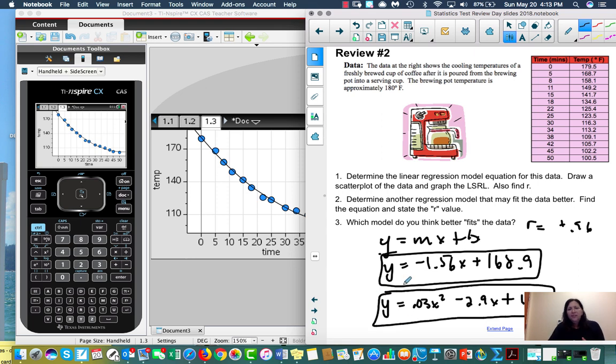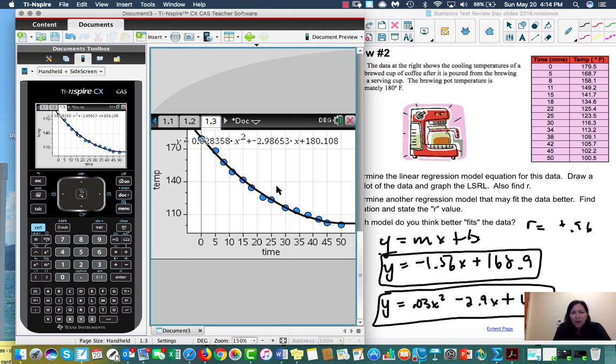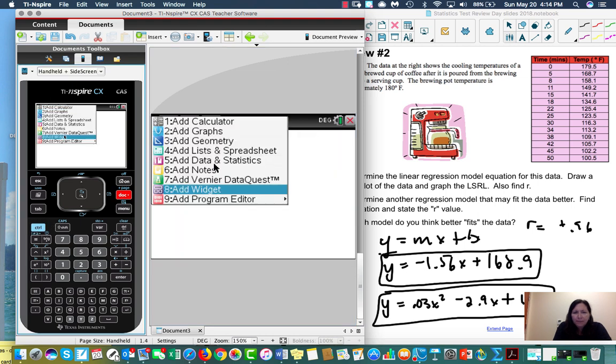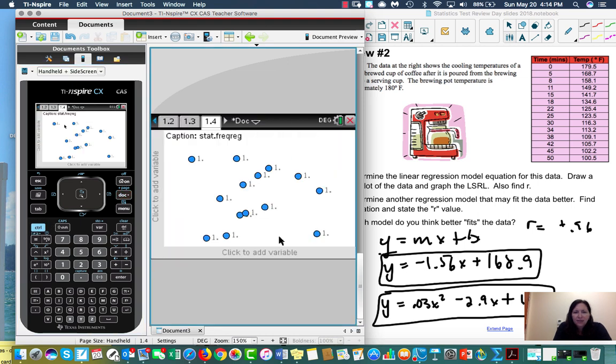Okay, so on the test, you are going to be given data. Your data is going to reflect some sort of regression. It may be a linear regression. It could be a quadratic regression. It could be an exponential regression. Let's say maybe this is exponential. Let me see what happens with that. So we have Document, Data and Statistics.